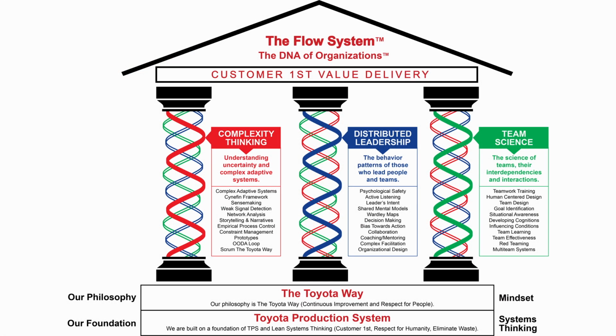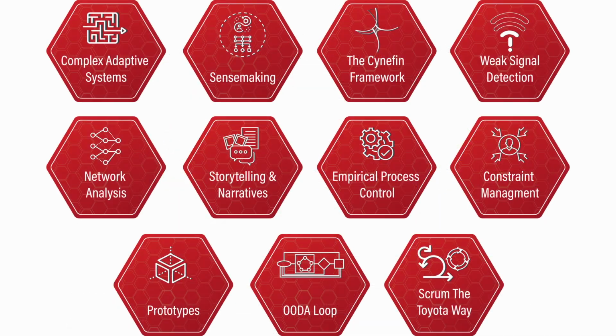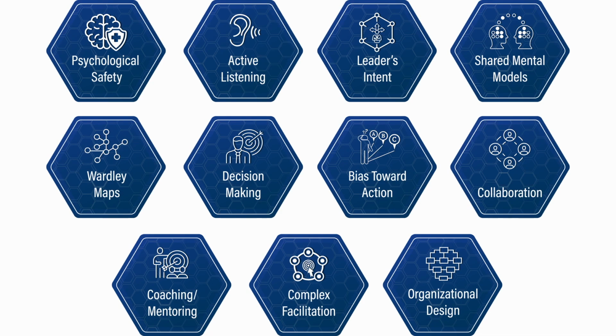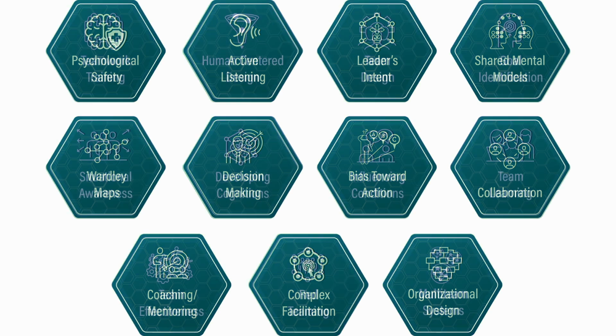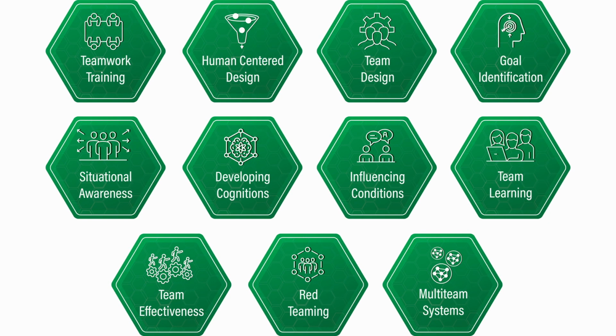The flow system is the first comprehensive approach for managing in complex adaptive systems. It was designed to help address complex business problems and to provide an alternative to large transformational change initiatives that often fail. Its 35 practices cover complexity thinking, things like the Cynefin framework and weak signal detection, distributed leadership, such as psychological safety and organizational design, and team science, with things like situational awareness and teamwork training.